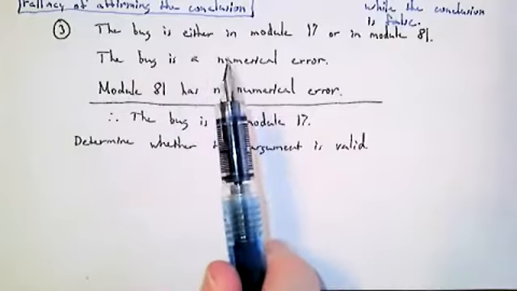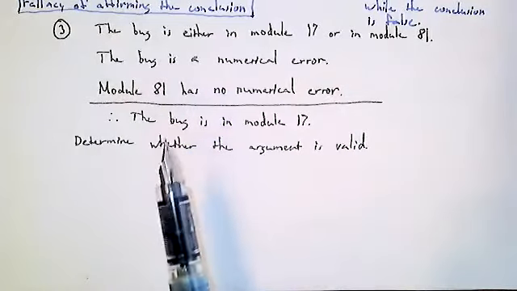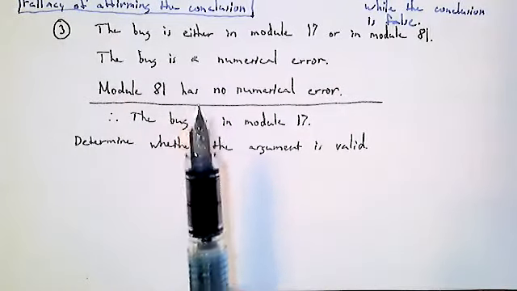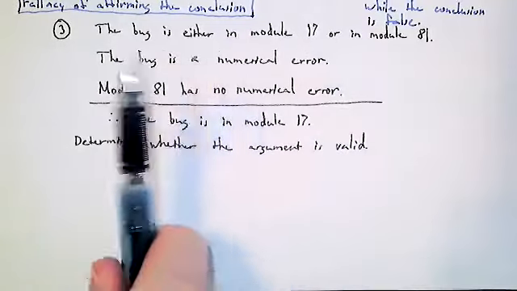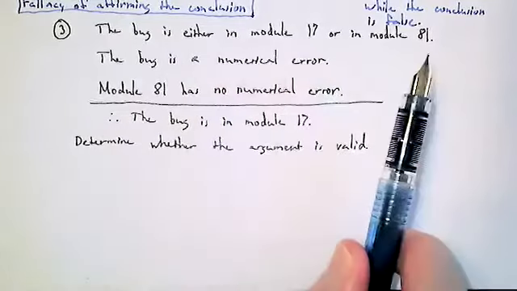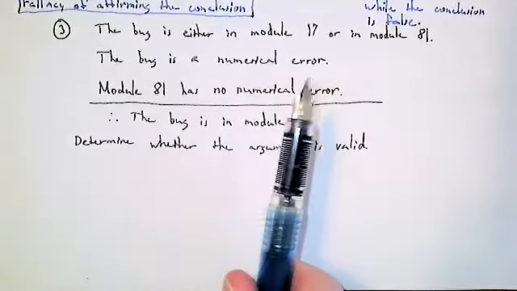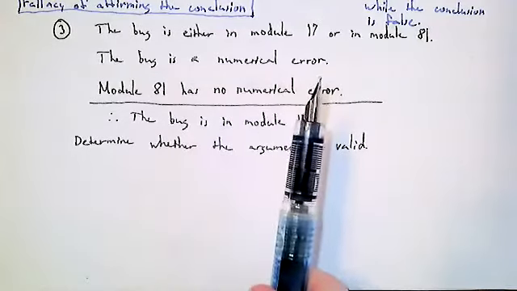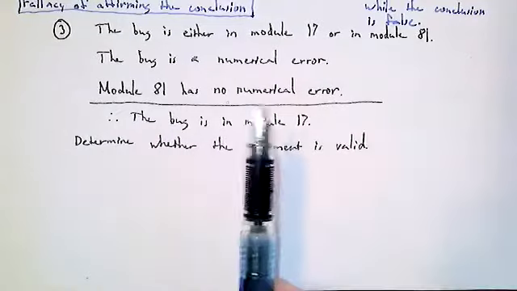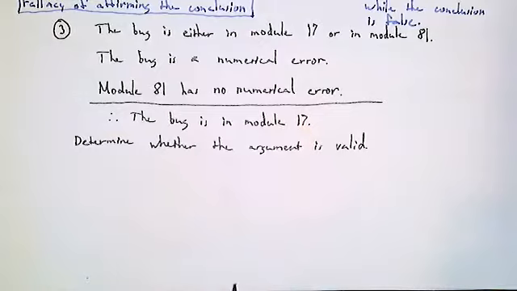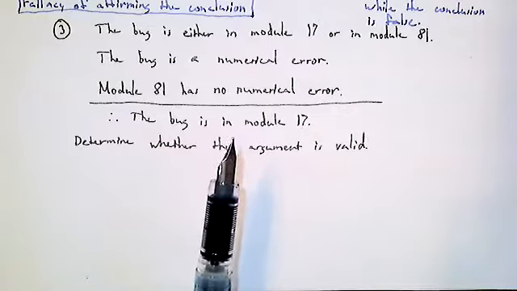It says the bug is either in module 17 or in module 81. So in this example, you can imagine you've written a big computer program or a piece of software with multiple pieces, multiple modules. You know it has a bug, and it's either in module 17 or module 81. The bug is a numerical error. Maybe the result of your program is a number and it's not giving you the right number. And we also know that module 81 has no numerical error. So maybe we've already checked it. The conclusion is that therefore the bug is in module 17.